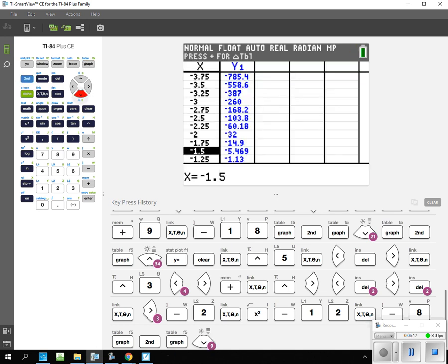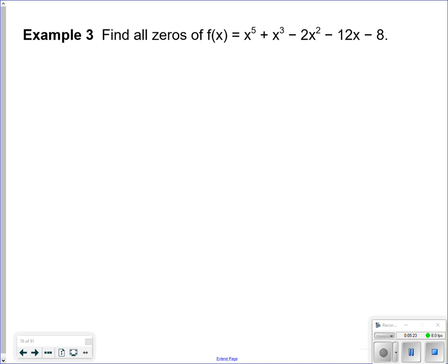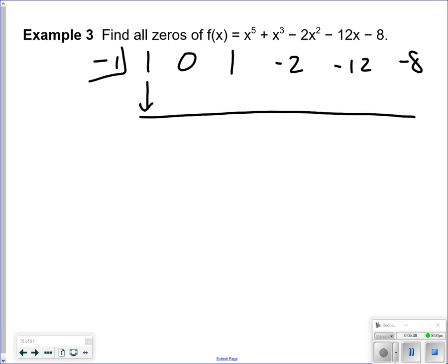All right, so remember, I'm trying to get 5 solutions, and -1 is an option. So I'm going to prove this algebraically. So -1, I think, should be a solution. So 1x to the 5th, no x to the 4th, 1x to the 3rd, -2, -12, -8. Don't forget the 0 because there isn't an x to the 4th. Bring the first one down. Multiply and add, multiply and add, multiply and add, multiply.